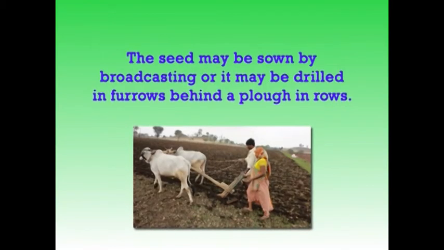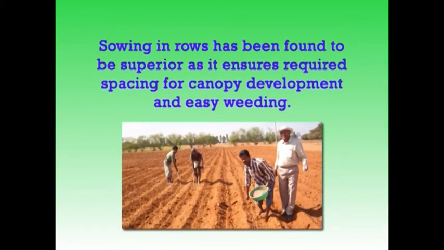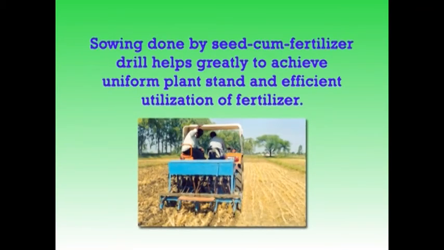Next, we will see about the different methods of sowing. The seed may be sown by broadcasting, or it may be drilled in furrows behind a plow in rows. Sowing in rows has been found to be superior as it ensures required spacing for canopy development as well as easy weeding. Sowing done by seed-cum-fertilizer drill helps greatly to achieve uniform plant stand and efficient utilization of fertilizer.